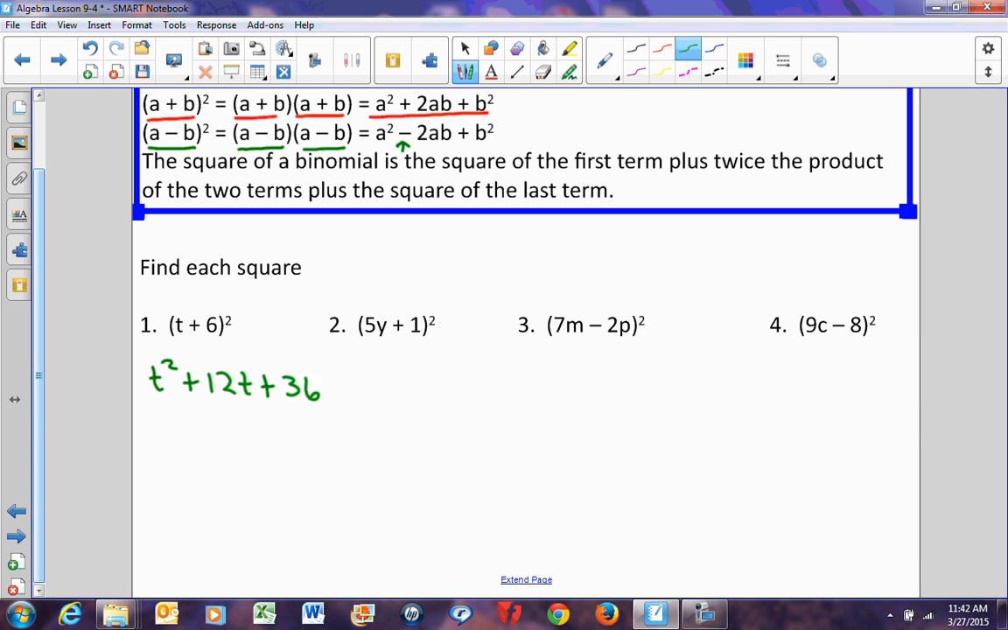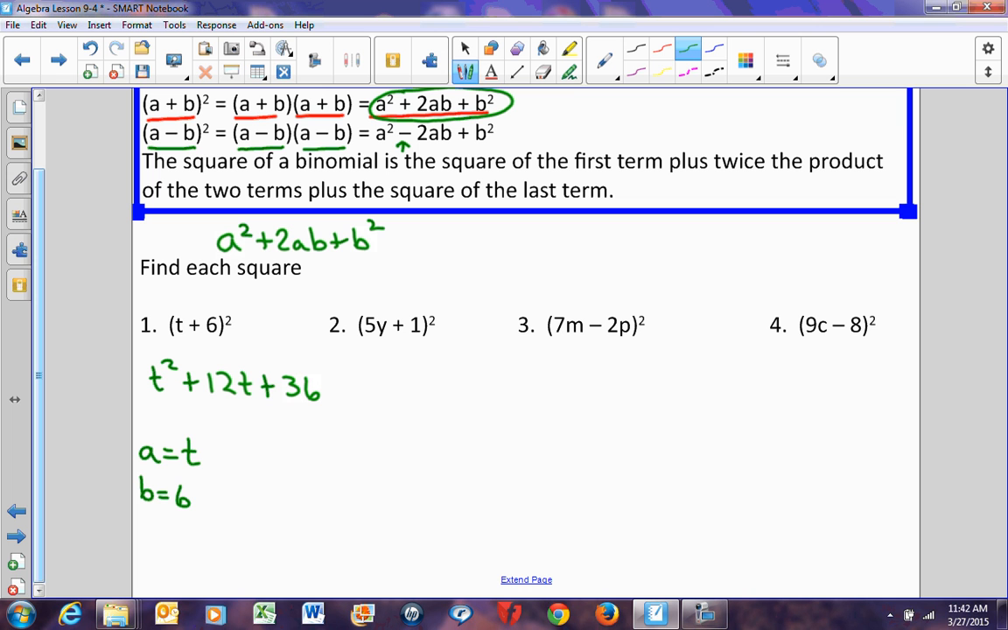The reason being is because I see that this is a binomial square. My a term is t, my b term is 6. It's a plus, so we're going to use this formula right here, the a squared plus 2ab plus b squared. That's the formula I'm going to use.